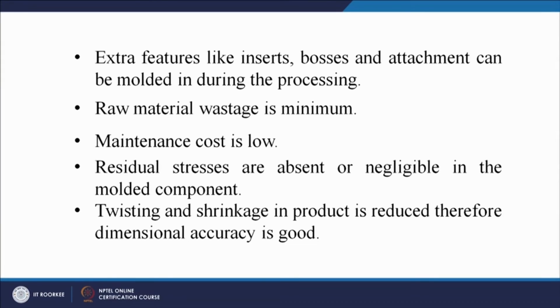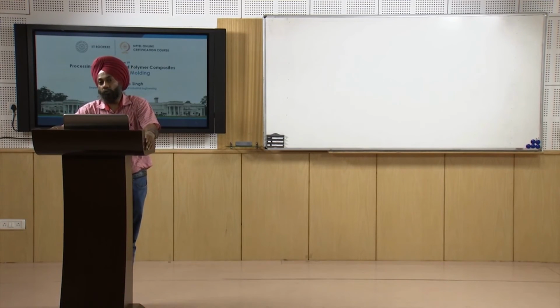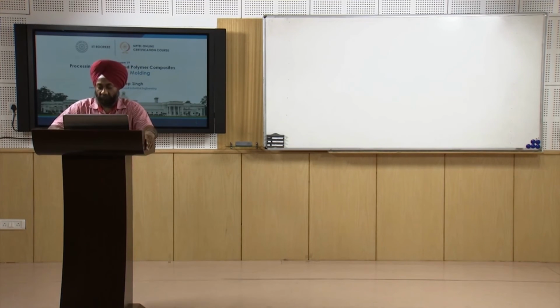Twisting and shrinkage in the product is reduced, therefore dimensional accuracy is good. I have already highlighted this point. When you use a closed mold process, the dimensional stability achieved is very good, or the dimensional accuracy is good. Residual stresses are absent. What are the limitations now?